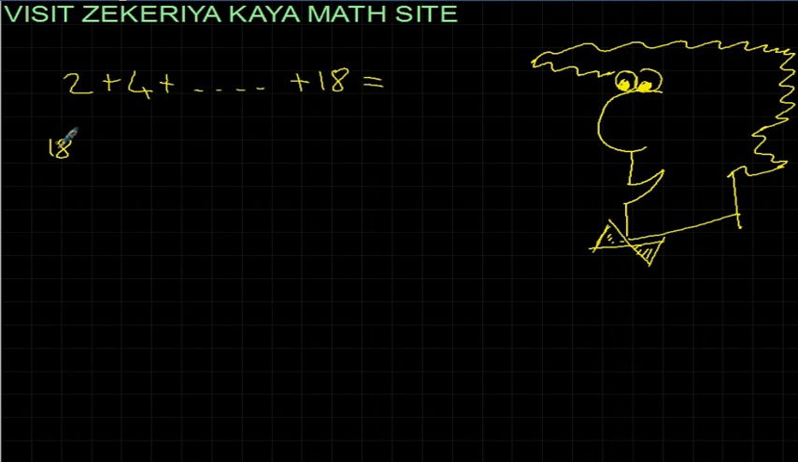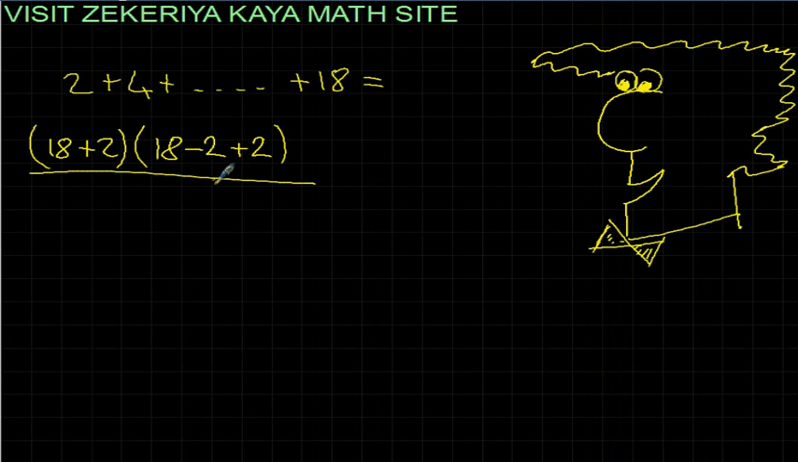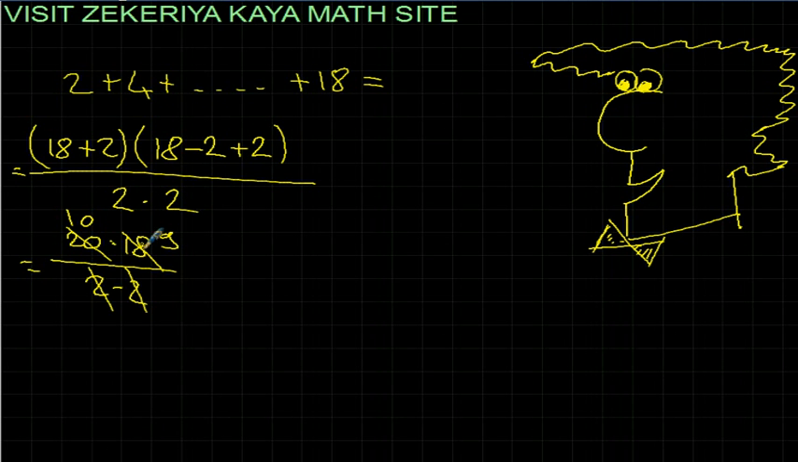Yes, what was the rule? Last number plus first number, then last number minus first number plus the increasing number, over 2 times 2. Okay. Now 18 plus 2 will be 20. Let's put equal signs here. So minus 2 plus 2 will be 0. There will be 18 here. Then 2 times 2, 2 and 20 simplifies, 10 will be here. 2 and 18 will simplify each other, 9 will be there. So 9 times 10 will be 90. So we see that the rule is really working nice.